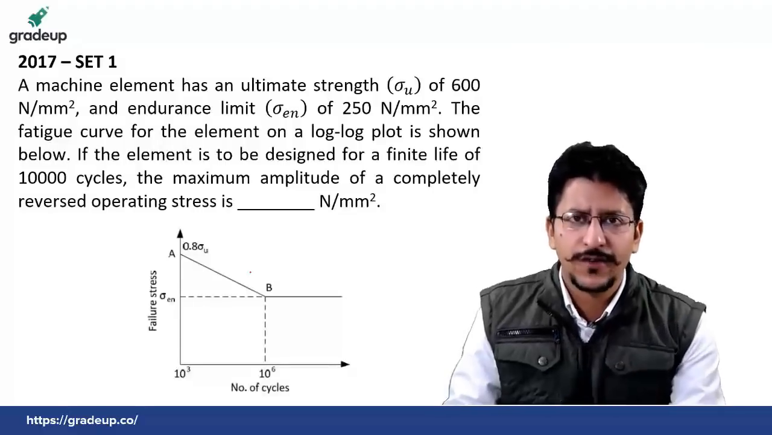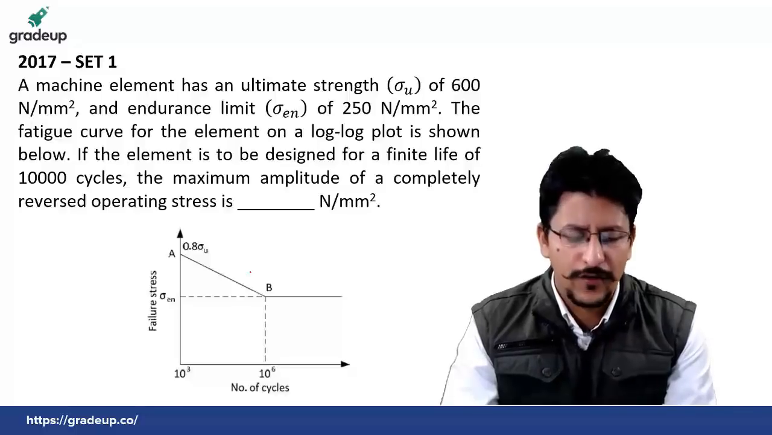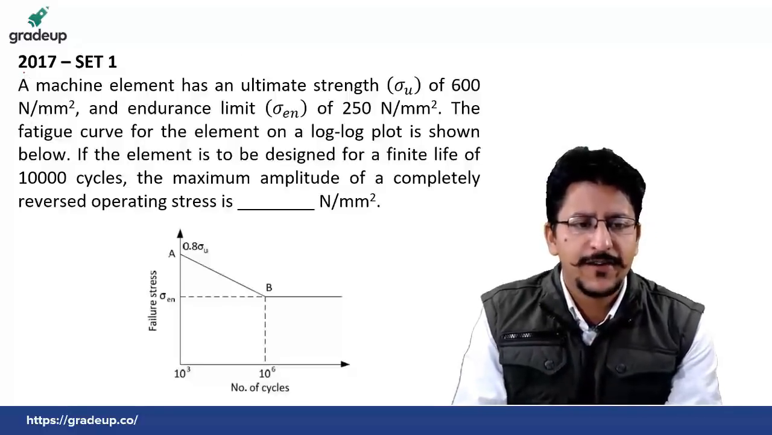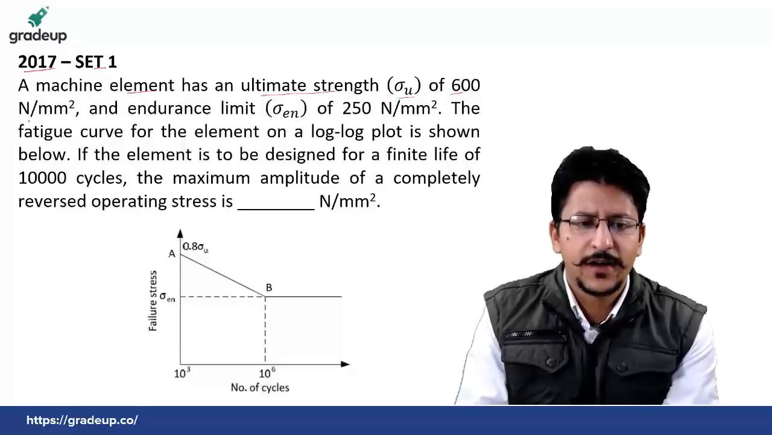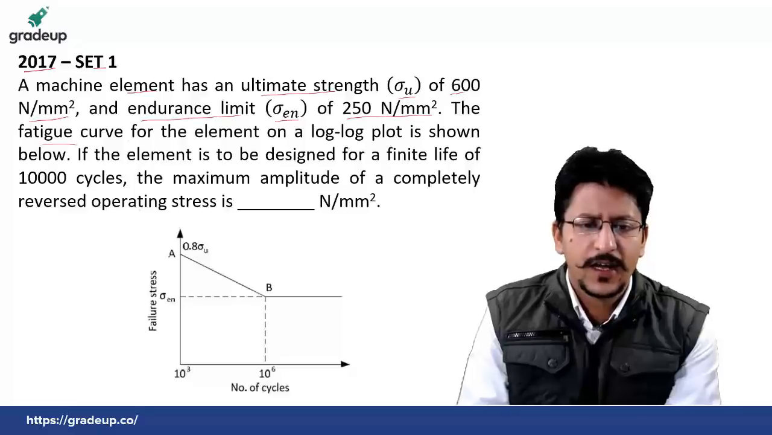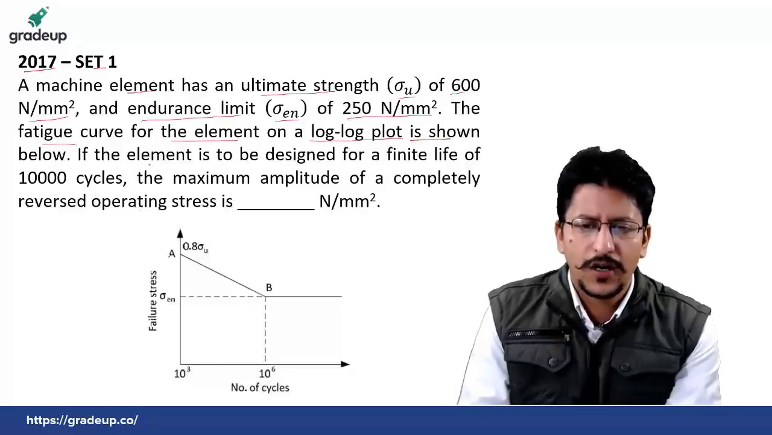Let us read the question first, then try to figure out the concept and then try to solve it. This is the question asked in GATE 2017 set 1. A machine element has an ultimate strength sigma u of 600 Newton per mm square and endurance limit sigma en of 250 Newton per mm square. The fatigue curve for the element on a log plot is shown below. Okay, this is the curve that is shown.